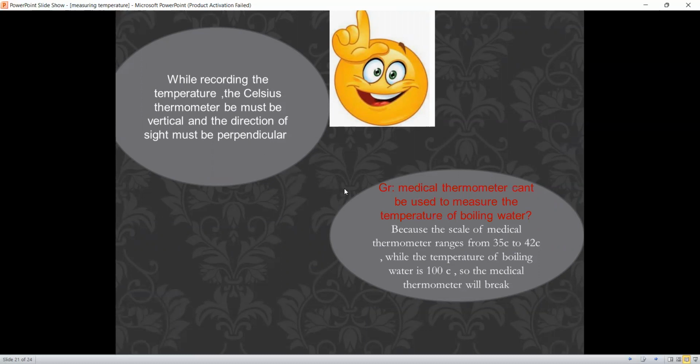If I ask you, the medical thermometer can't be used to measure the temperature of boiling water. What is the temperature of boiling water? It's 100. So the medical thermometer will break.